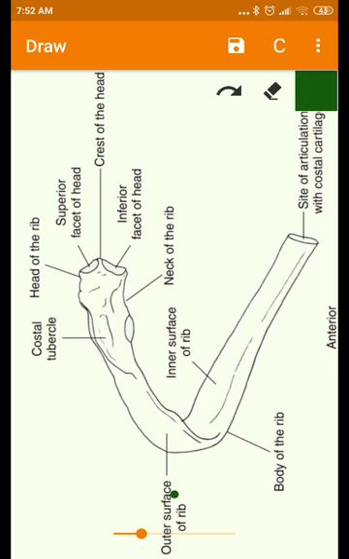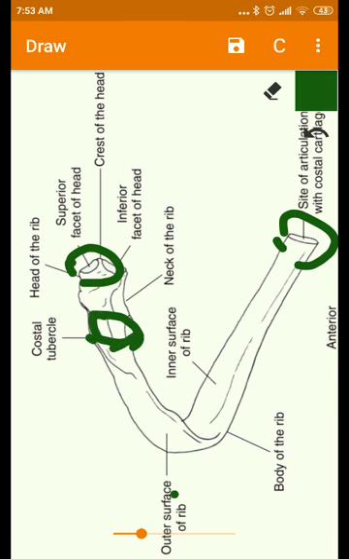So this is about the important features of the typical rib, but we are very much concerned about the anterior end, the posterior end, and the costal tubercle. These three areas form the costovertebral joints, costotransverse joints and costochondral joints. In the next video we can see the articular facets of the thoracic vertebrae.